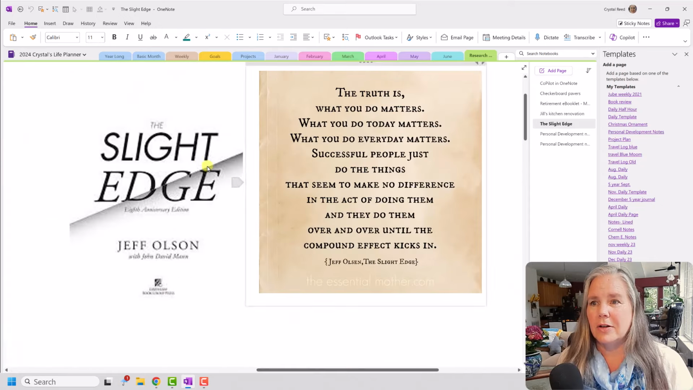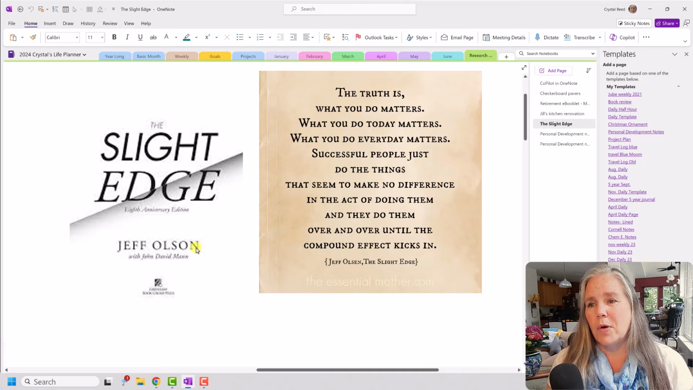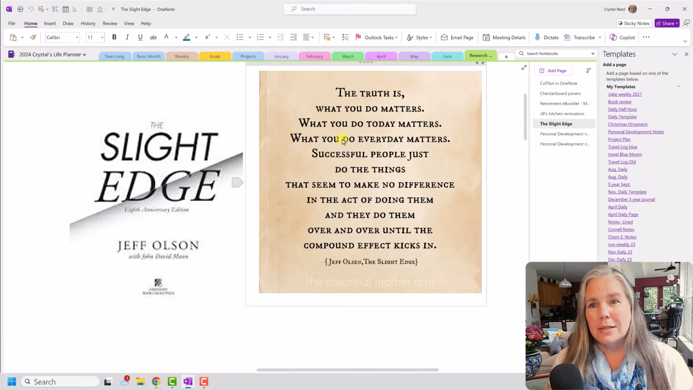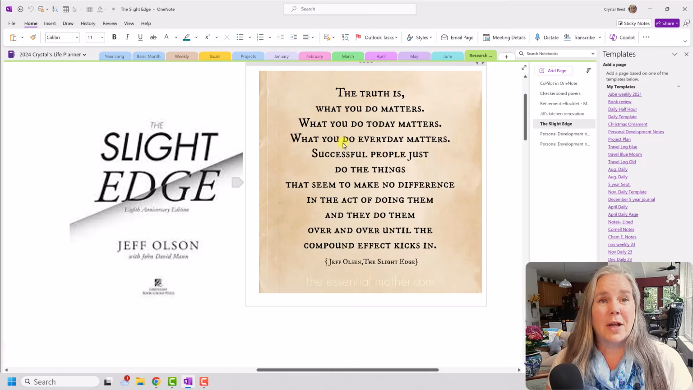I have here The Slight Edge. This is the cover of the book, and the author is Jeff Olson. And this is from the book, and I thought it was a good quote. The truth is, what you do matters. What you do today matters. What you do every day matters. Successful people just do the things that seem to make no difference in the act of doing them, and they do them over and over until the compound effect kicks in, okay?